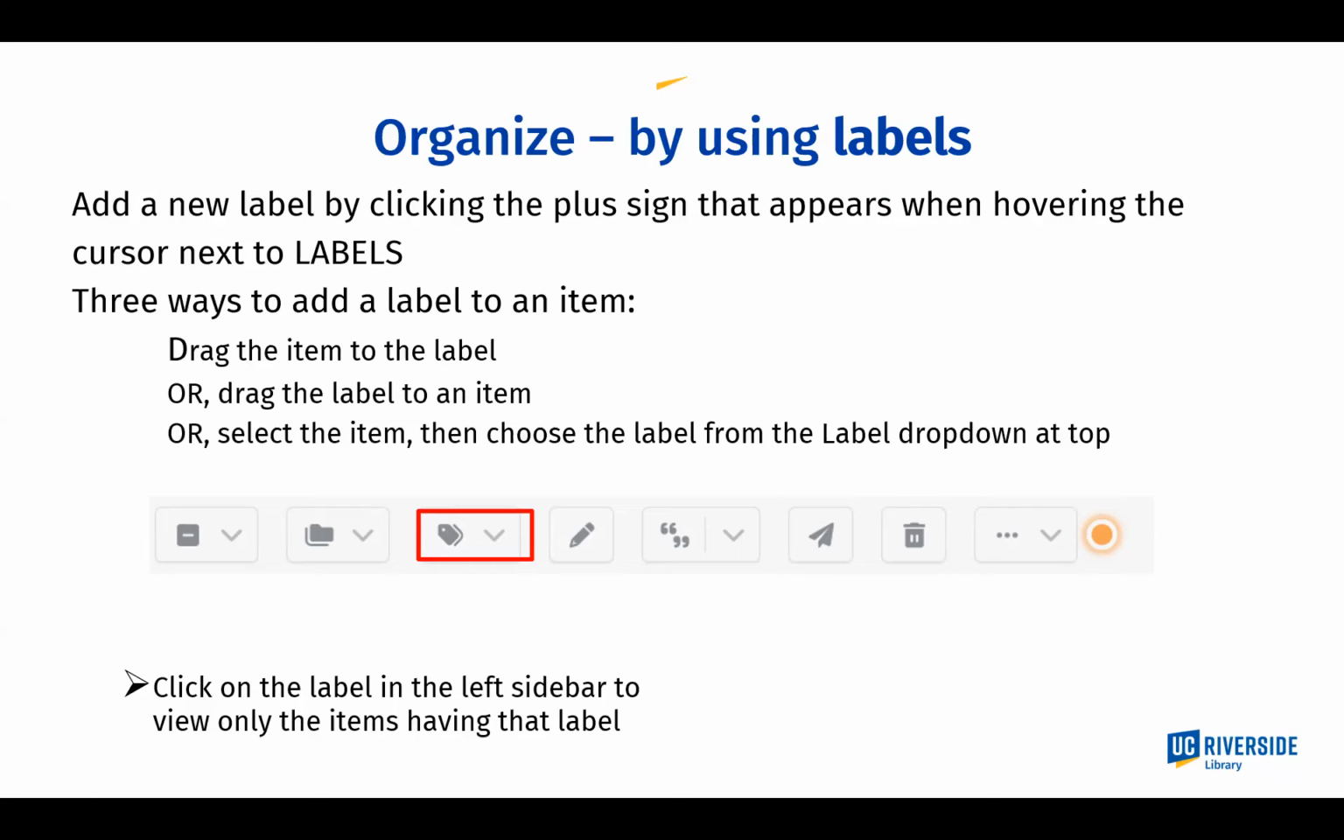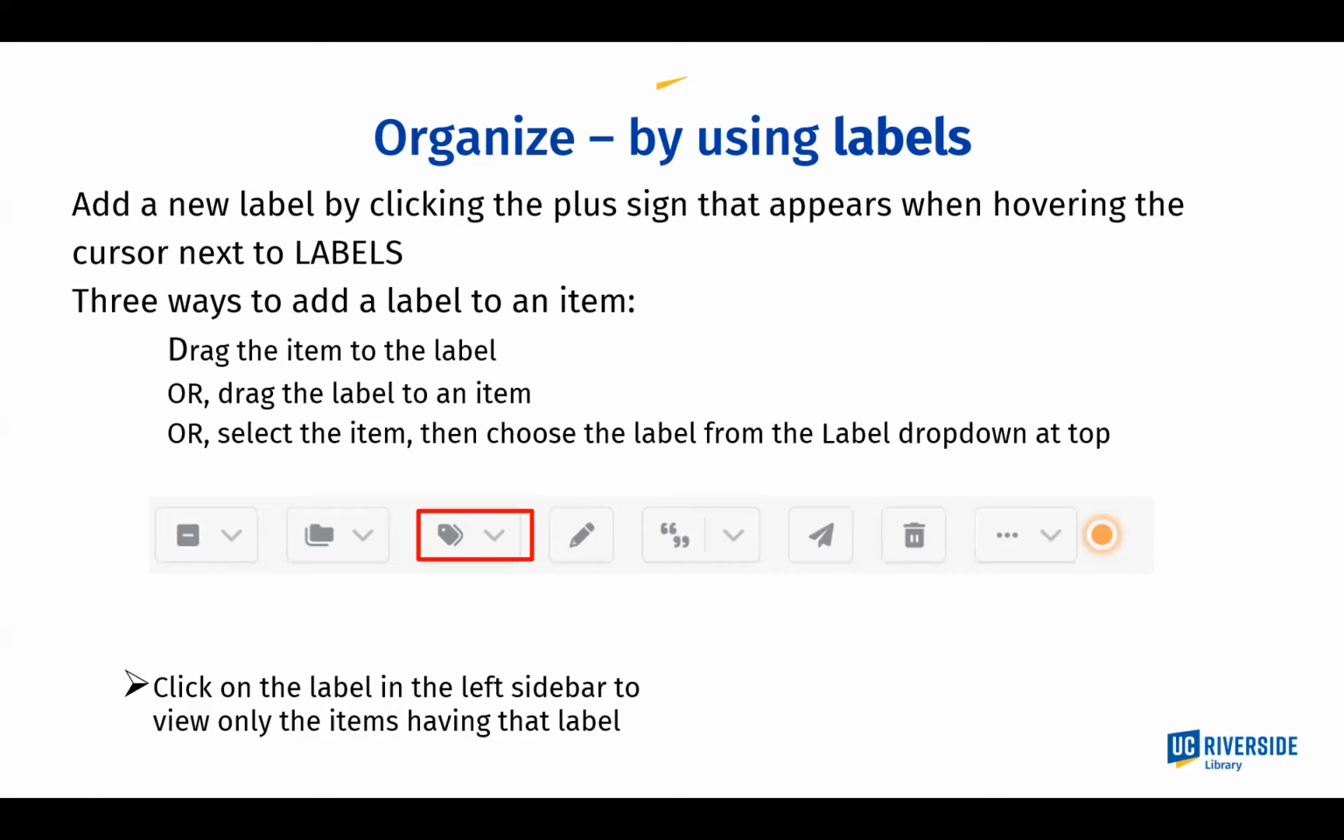And similar, I didn't say this for the folders, but it's kind of intuitive. If you click on the label in the left sidebar, you will get a view of only the items that have that label. Similarly, if you click on a folder in the left-hand side, you'll just see the contents of that folder.